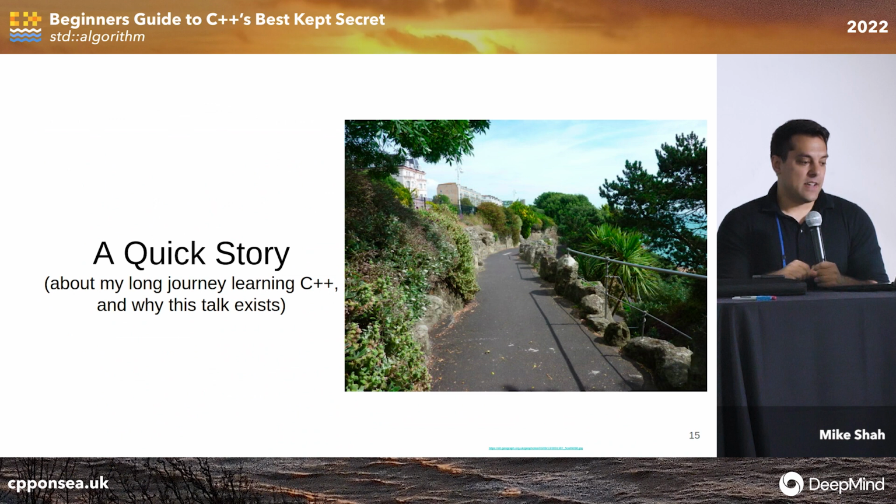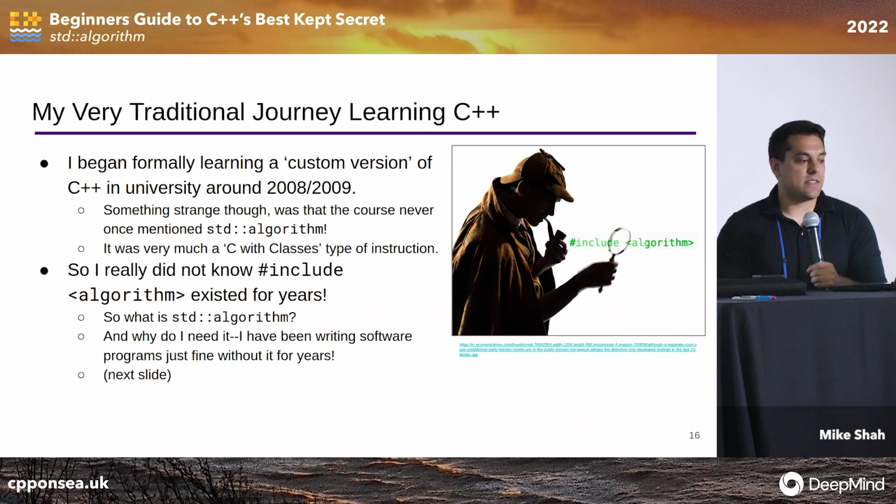So I want to give a quick story here about my long journey learning C++, and why this talk sort of exists. I think I had a very traditional path in learning C++. I took a custom version of a C++ course around 2008 or 2009, where I was learning C++, and I never saw standard algorithm at all. I never really knew it existed for a long time until I started coming to these C++ conferences, to be honest, a few years ago. And why do I really need this tool? Because I've been writing software for years in C++, and I've been just fine.